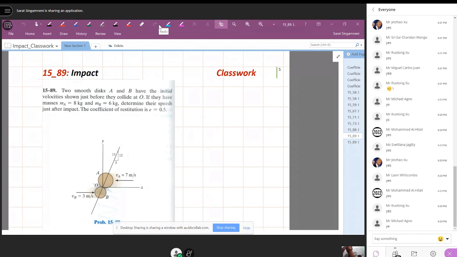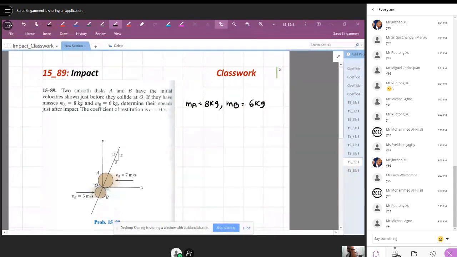Two smooth disks A and B have the initial velocities shown just before they collide at O. If they have masses MA equal to 8 kilograms and MB equal to 6 kilograms, determine their speeds just after impact. The coefficient of restitution is e equal to 0.5.